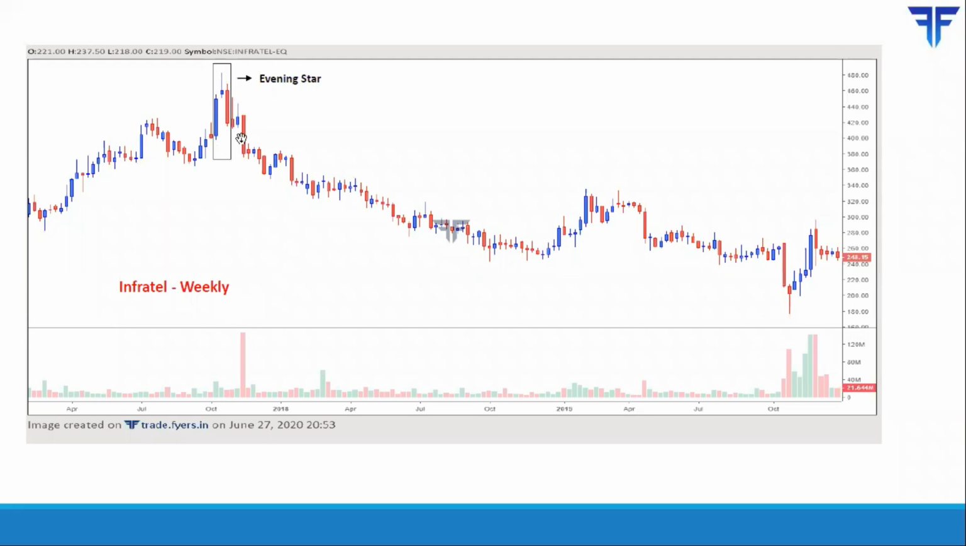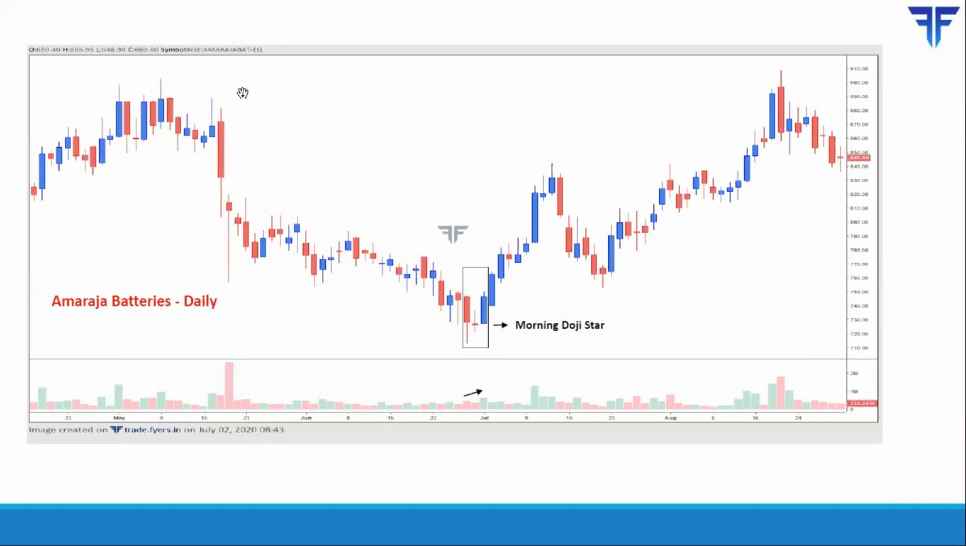So this appeared right at the end of the uptrend, and that was a trend changer. So going forward in the next couple of years, the stock price never broke above the high of the second candle.